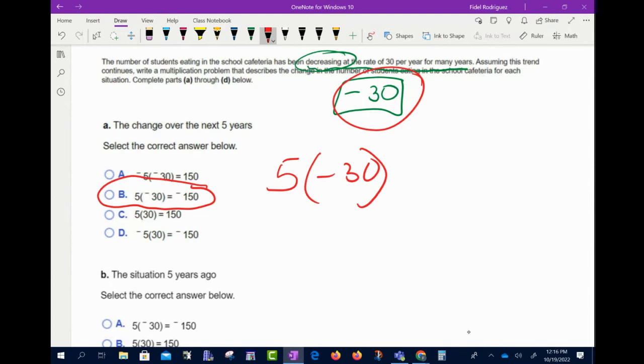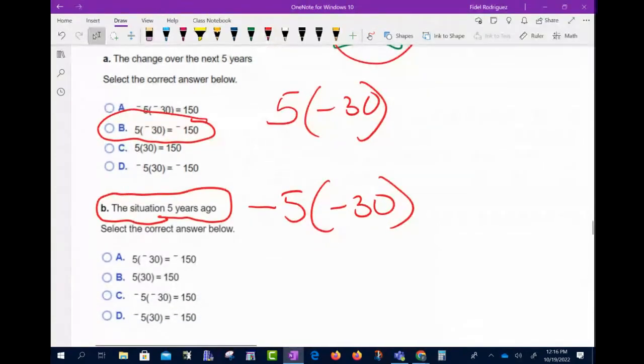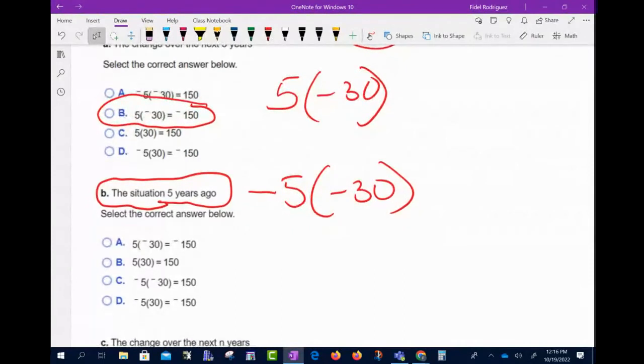Now, if they're talking about the situation 5 years ago, so I'm not talking about the next 5 years, I'm talking about 5 years back. Well, if I go 5 years back, that would be a negative 5 and a negative 30, right? Because I'm going 5 years backwards. So now if I look at my choices, I'm going to choose part C, okay? Because I'm going 5 years backwards, right? So if I'm going 5 years backwards, it has to be a negative 5, okay?